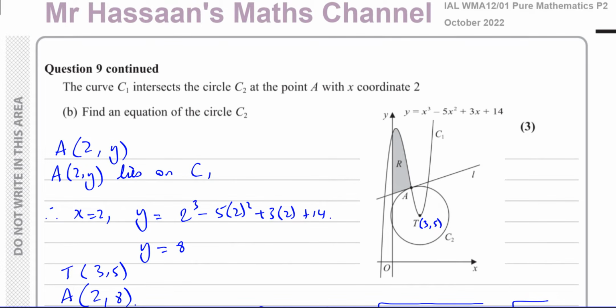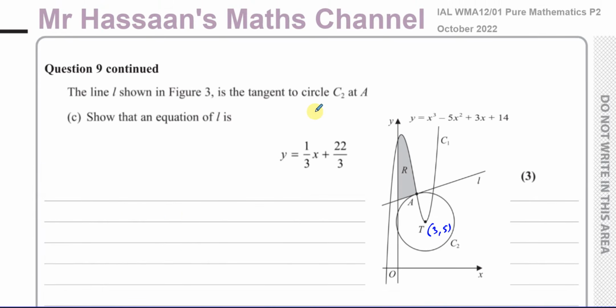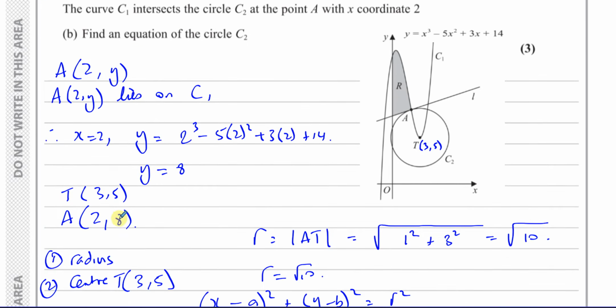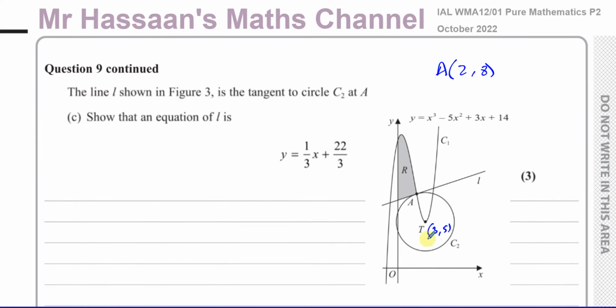Now for part C. Part C says the line L shown in figure 3 is a tangent to the circle C2 at A. And we know the coordinates of A were 2 and 8. Let's just make sure of that. 2 and 8, that's right. And we know the coordinates of T are 3, 5. All right, so show that the equation of L is a third x plus 22 over 3.